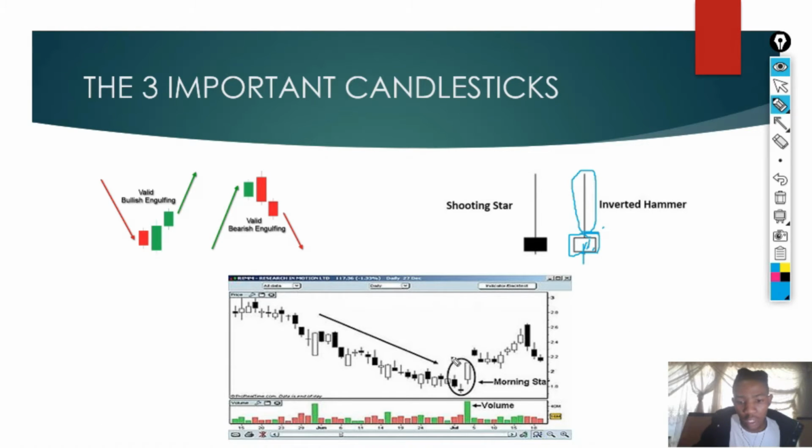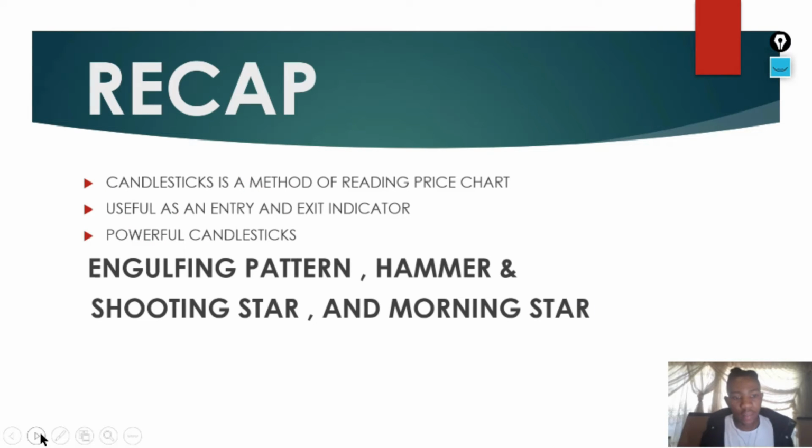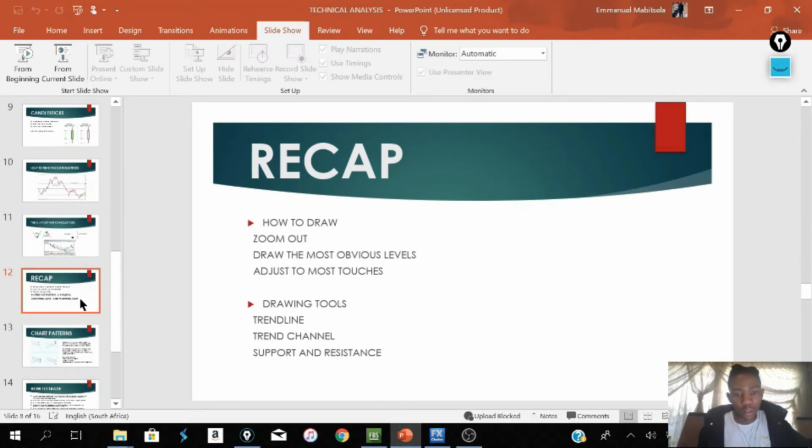Another one that I like too is the morning star. The opposite will be an evening star. You're going to be able to see them in your charts too, and they're very nice to spot and nice to help us with trigger and exit. So now let's recap candlesticks. Candlesticks are a method that's usually used to read price chart and price levels. We use them as an entry and exit indicator. They are very powerful candlesticks. The ones that we use are the engulfing pattern, the hammer and shooting star, and the morning star, right? So those are the candlesticks that we use. And let's see if we can spot a few.